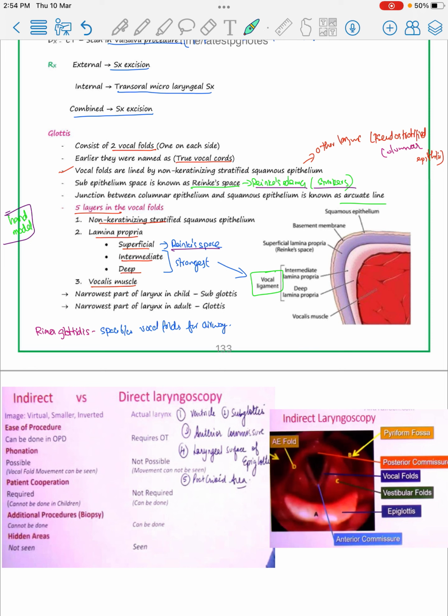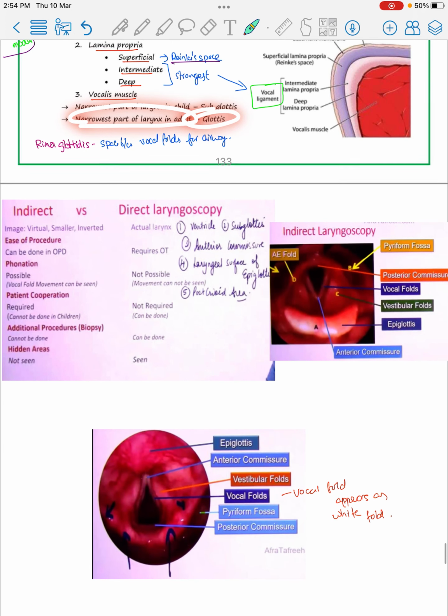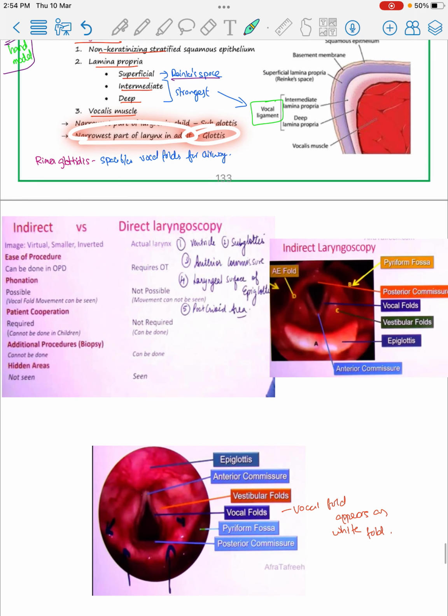Then the narrowest part of the larynx in a child is the subglottis, due to undeveloped tracheal rings, whereas the narrowest spot of the larynx in adults is the glottis. Okay, then for examination of the larynx, you can go for direct laryngoscopy or indirect laryngoscopy. The direct laryngoscopy is only done by a general anesthetist. Okay, it requires an OT.